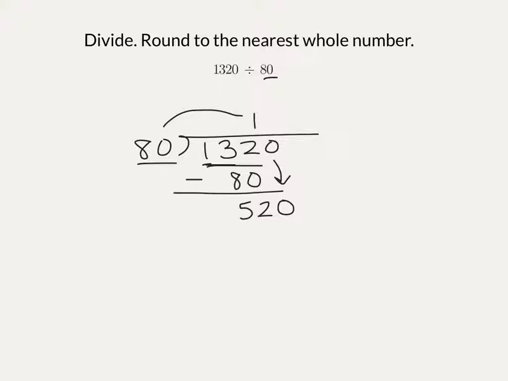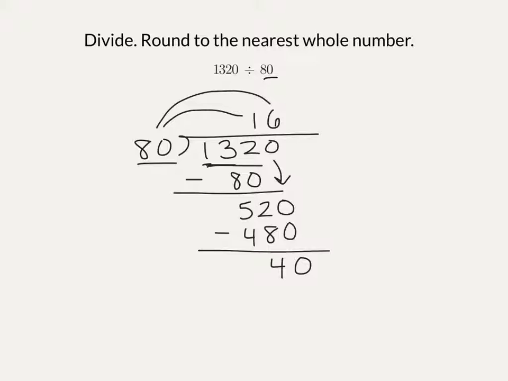So 80, how many times can 80 go into 520? Well, this is 6 times. Next, you'll multiply 80 times 6, which is 480. Now subtract: 520 minus 480 is 40.